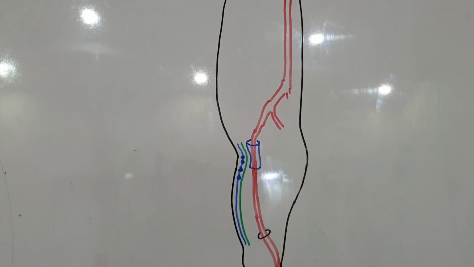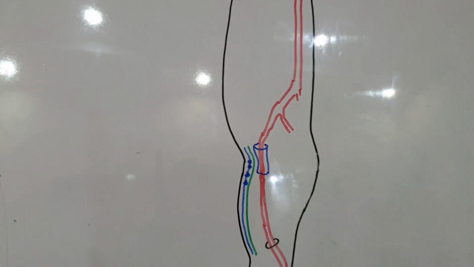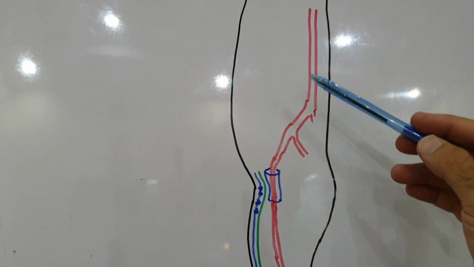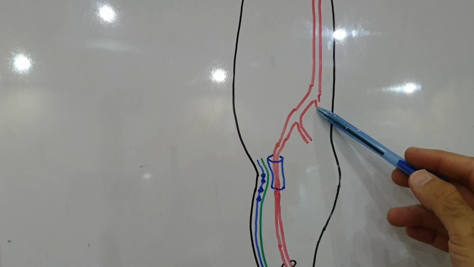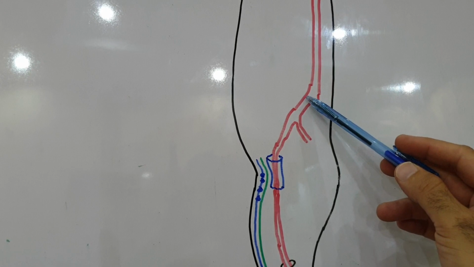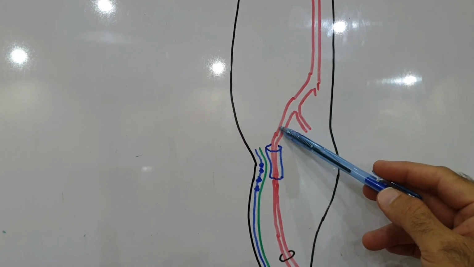Now let's discuss the relations of the femoral artery in the femoral triangle. This structure here is the abdominal aorta, which is dividing into two common iliac arteries. The other common iliac artery I have removed. This common iliac artery divides into an internal iliac artery and an external iliac artery.